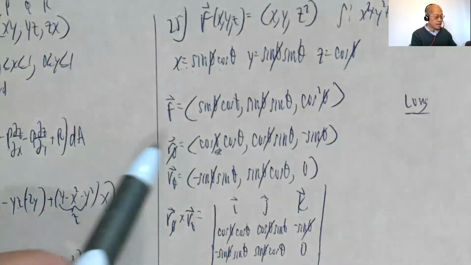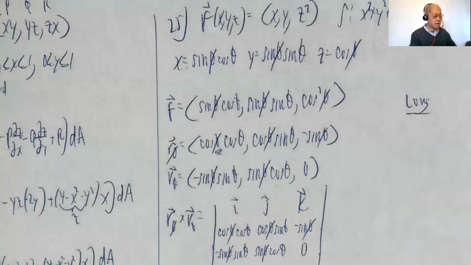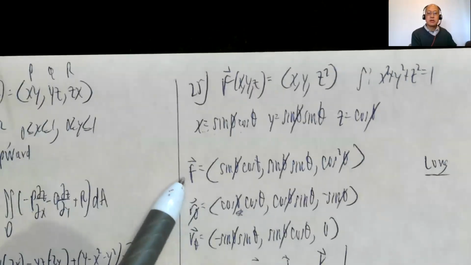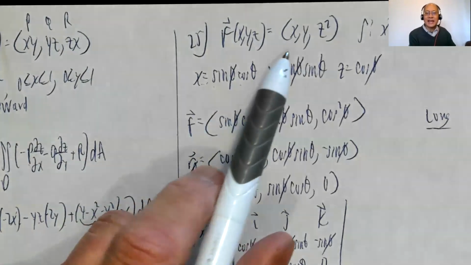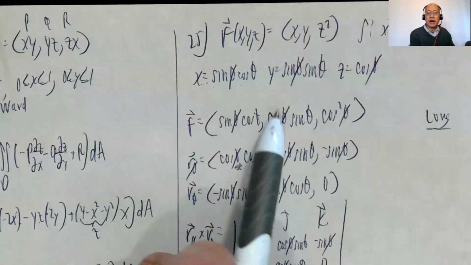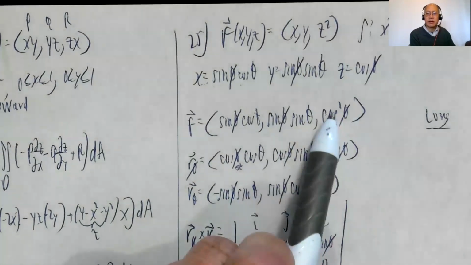Okay. It does come out to be fairly long. But I think I can actually work this one out. So yeah, I worked this one out. So F is X, there it is, Y, there it is, and Z squared, there it is.